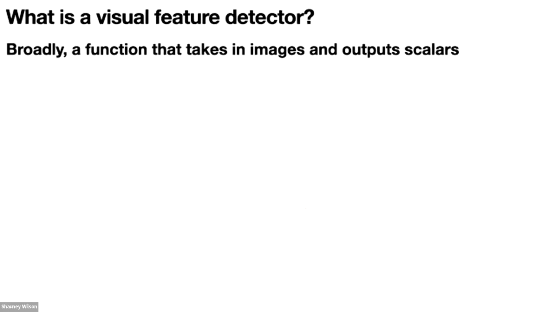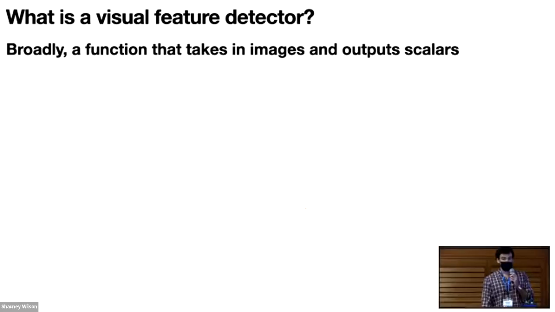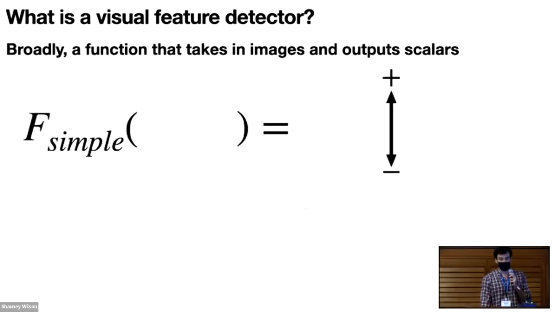Okay, let's get right into it. What's a visual feature detector? Broadly, it's just a function that takes in images and outputs scalars. So we're familiar with simple feature detectors, right? Maybe they take in an image of an edge, and maybe this feature detector doesn't really care about this orientation, but as you rotate the edge, the feature responds in a systematic way. We often even have the analytical functional form for feature detectors like this.